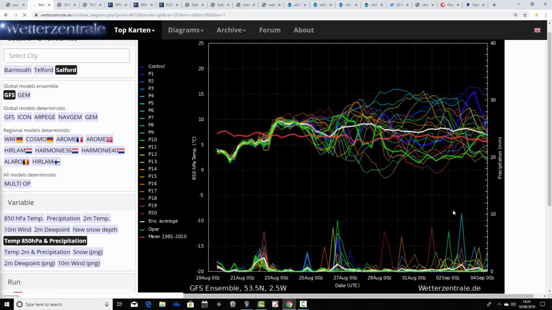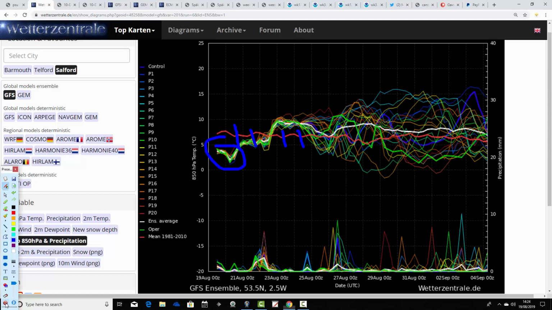Right, have a look at the GFS upper air temperature and precipitation ensembles for the next couple of weeks. And that's Salford in North England today. So the red line here is the 30-year upper air temperature average for Salford. And it's still pretty cool at the moment, still a bit below average with the upper air temperatures, and it is a bit cool on the surface too.